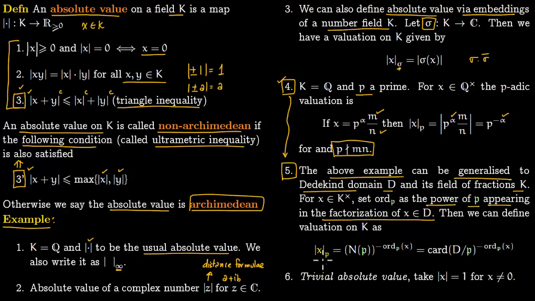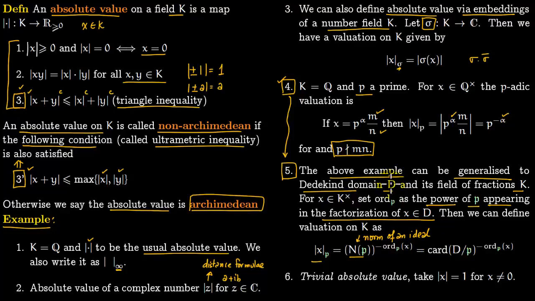So now our valuation is again x_p, just like we had p to the minus alpha. Here you have minus order, and this N(p) is nothing but the norm of an ideal p. So this is the norm of an ideal. The norm of an ideal is actually easier to define than a normal norm, because this is just the cardinality of the set D modulo P.